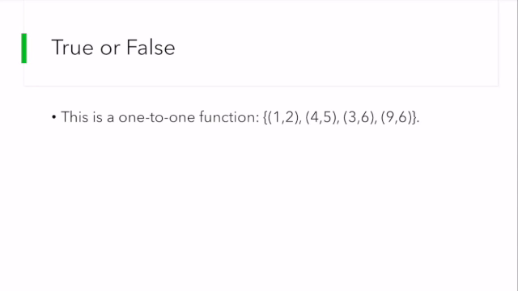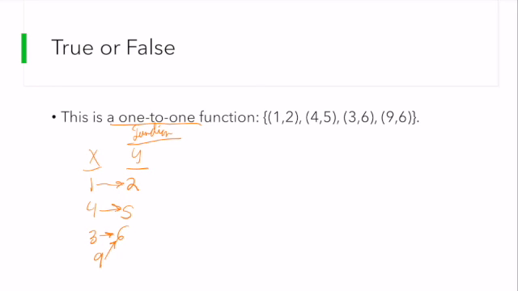True or false? This is a one-to-one function. You know what I would do? Sketch it out. Remember when I talk about the refrigerator? Here I have 1 going to 2, 4 going to 5, 3 going to 6, and 9 going to 6. So remember, if I push 3, I get a 6. If I push 9, I get a 6. This vending machine does work. So this is a function. The question is, is it a one-to-one function?